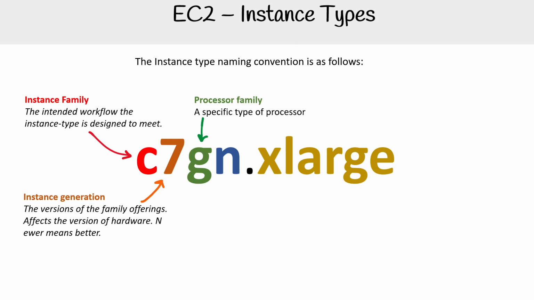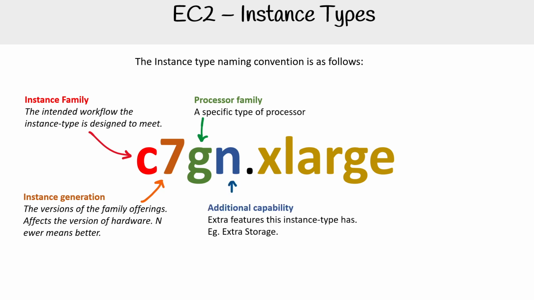The next is the processor family. So this is a specific type of processor. This is not always there. I think G is for Graviton. But the idea is that if it's not there, then it's probably using Intel. Usually that's the default one, but sometimes you have, let's say C7 and then you have C7G, right?